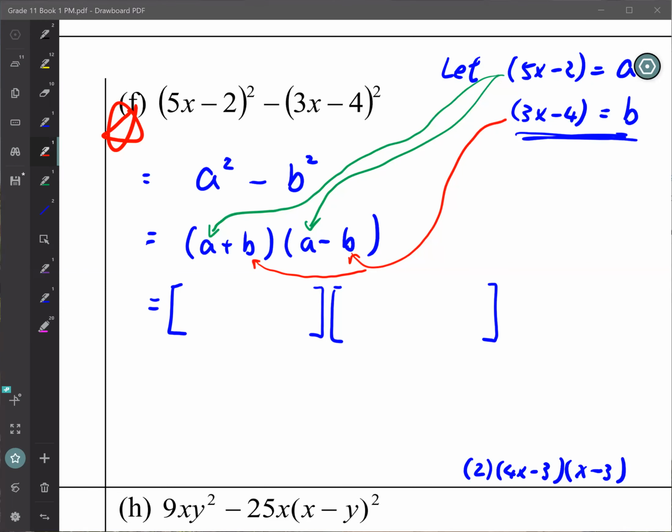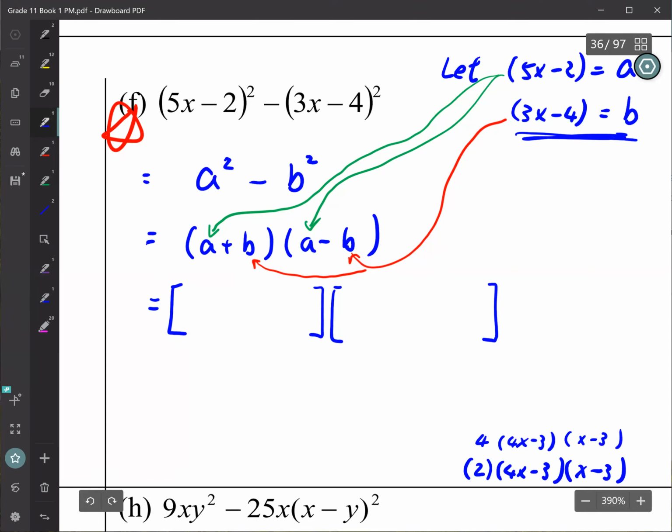Okay, Selena, are you done? Yeah, I got bracket 4x subtract 3, and then bracket x subtract 3. Oh, okay. So your answer is having a 4 at the front. Okay, Jenny, how are you doing?